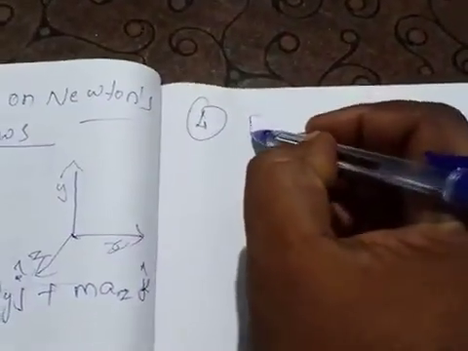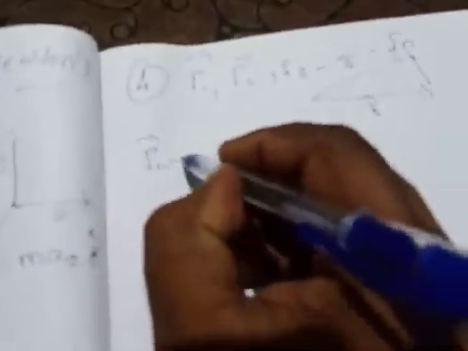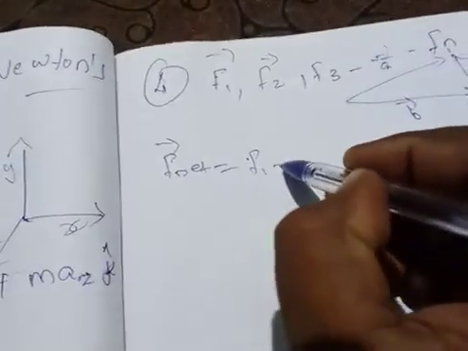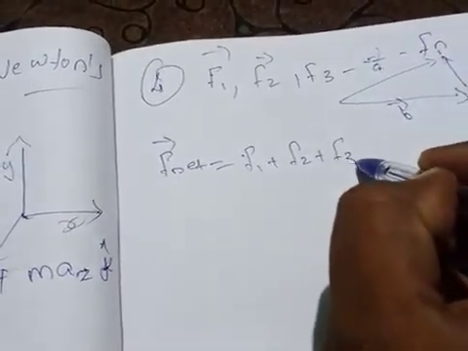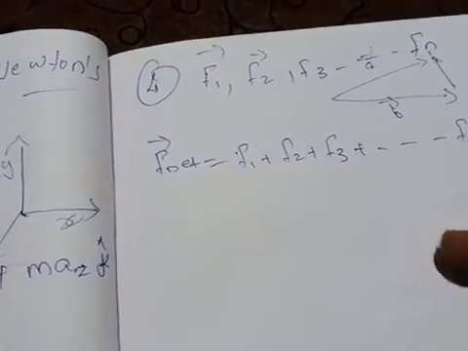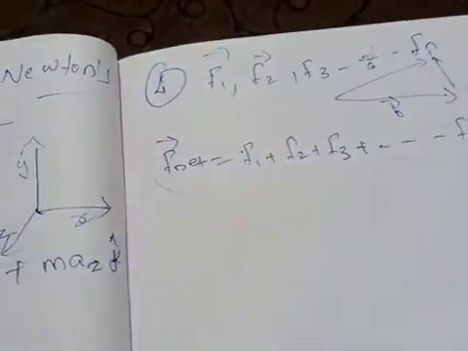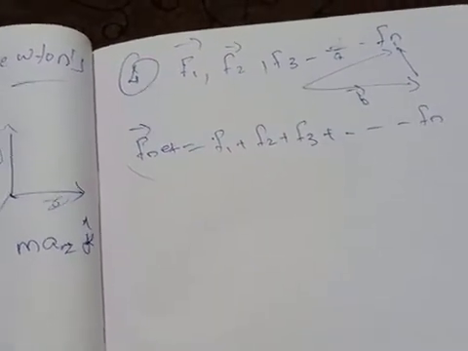So, multiple forces F1, F2. Assume that many forces F1, F2, then F3, etc., up to Fn are acting on an object. Then the net force, the total force, is equal to F1 plus F2 plus F3, etc., up to Fn. If you add all these forces, we get the net force. That is the fourth point.